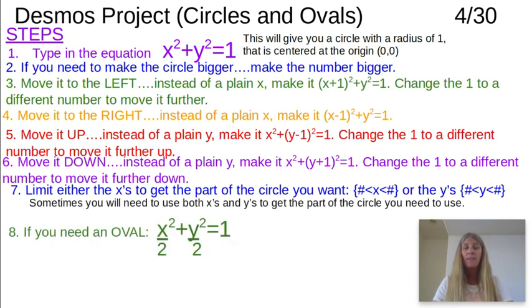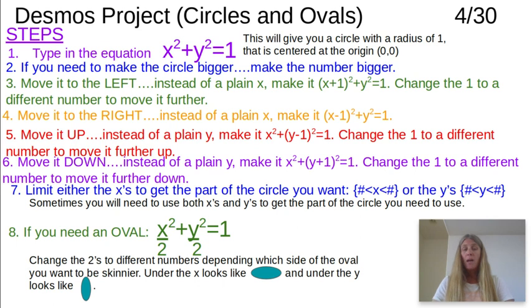And finally, if you need an oval, which isn't that perfect circle, but you need a little flatter of an area, you're going to add a denominator under the x's, the y's, or both. So if you need to change it so it's flatter like this because you have a longer smooth curve, then you're going to add a number underneath the x. If you want it to be skinnier like this, then you're going to add a number underneath the y. Once again, you can get weird shapes by changing both of those.